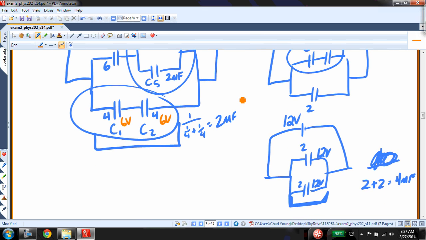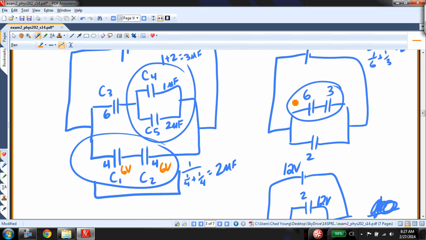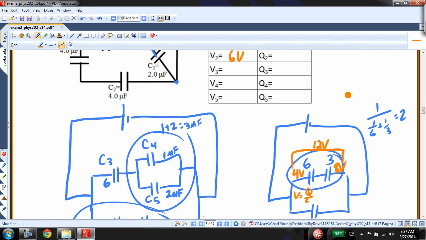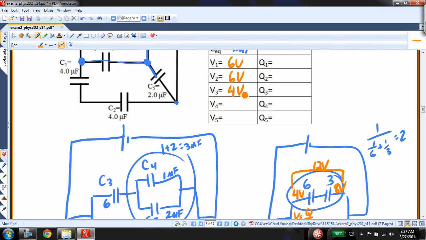Now, if I have 12 volts there, that means I have 12 volts across these two capacitors. Now, I could find the charge, and the charge across this capacitor would be CV, which is 24 microcoulombs. And then for each of these, I could say V is Q over C. Right? 24 over 6 would be 4 volts. 24 over 3 would be 8 volts. Right, so that's 4 volts for C3. So let's go and put that in. 4 volts for C3.